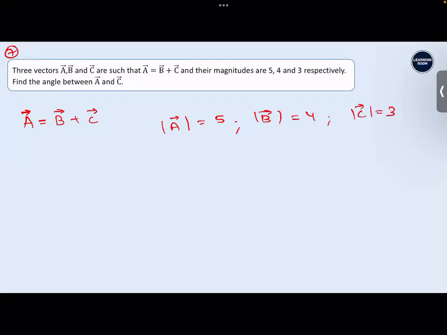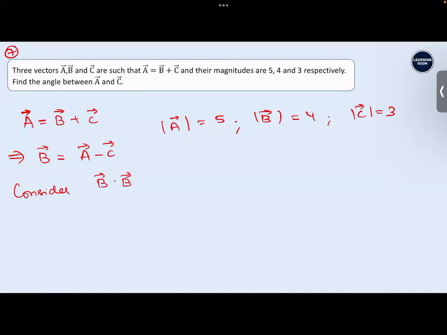So what did they do here? A vector is equal to B vector plus C vector. One vector is represented as a sum of the other two. Now what are they asking? Find the angle between A vector and C vector. So from this, can I write B vector is equal to A vector minus C vector? Can I do this? Right. Now see, what I'm going to do is consider B vector dot B vector.